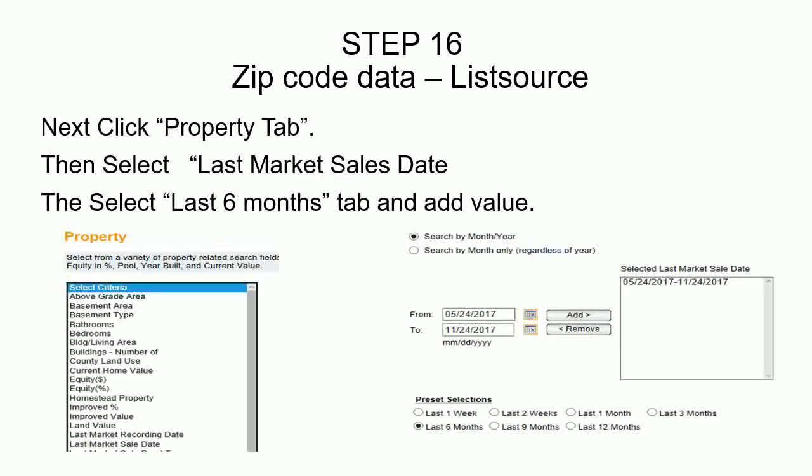Step 16. Next, look at the tabs on top of the screen and click the Property tab. Next, you will select the Last Market Sales Date option. Finally, select the Last 6 Months tab and add to the value. When you select the Add Value function, the 6-month period will be shown in the box to the right of the Add and Remove functions.